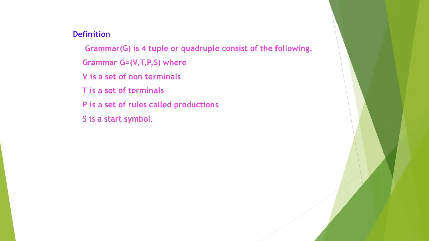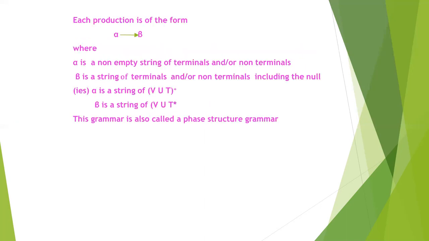Definition of a grammar. Grammar G can be formally written as a four-tuple N, T, P, S, where N is a set of non-terminals, T or Sigma is a set of terminal symbols, P is a set of rules called productions, and S is the start symbol.